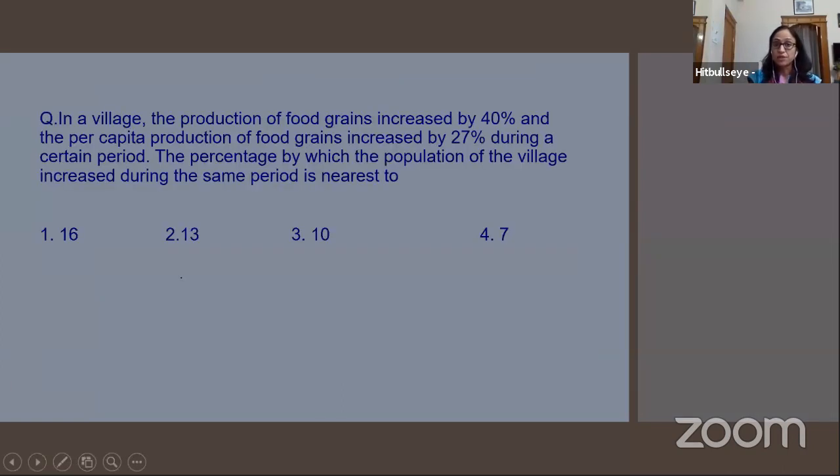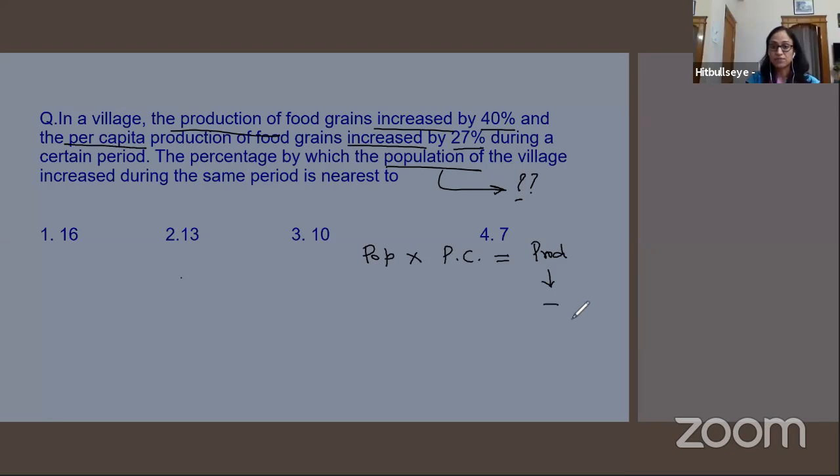So the question was, the production of food grains increased by 40%. So production has increased by 40%. Per capita increased by 27%. The population will increase by what is being asked in the question. So population is question mark. Now what do I realize is that population multiplied by per capita is equal to the total production. I'm already given the percentage change of production as plus 40. Per capita is given as plus 27. The question is basically asking for this, right? So let's call it X for our question.